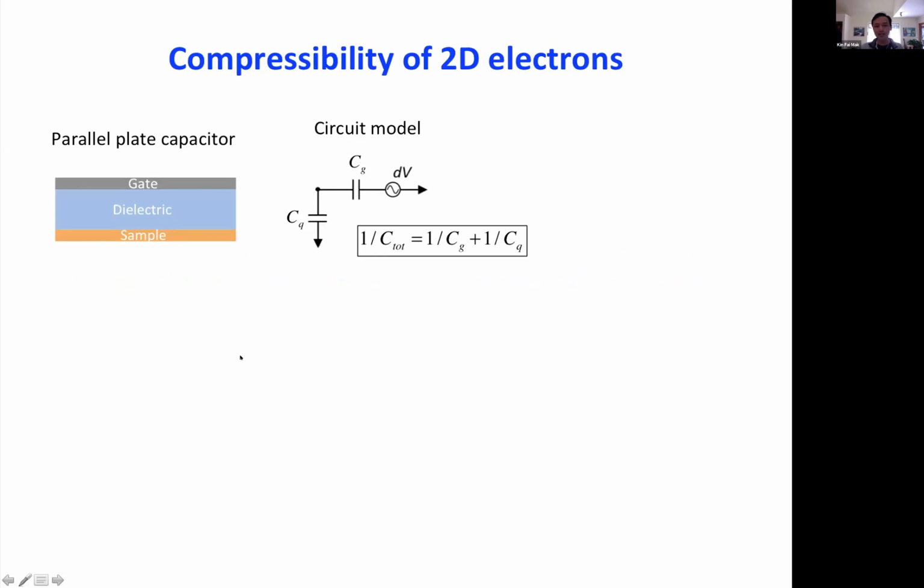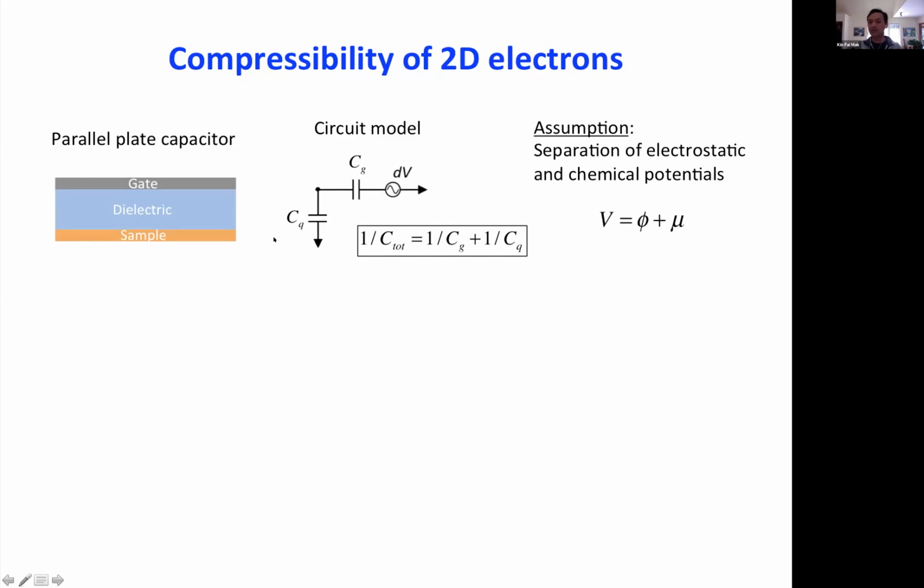The usual way to measure the compressibility of a 2D electron gas is to build a parallel plate capacitor. You have a gate, you have a dielectric, and you have a sample. You measure the differential capacitance by applying an AC voltage. Using a simple circuit model, you can obtain that 1 over the measured capacitance is equal to 1 over the geometrical capacitance of this device plus 1 over the quantum capacitance of the sample.